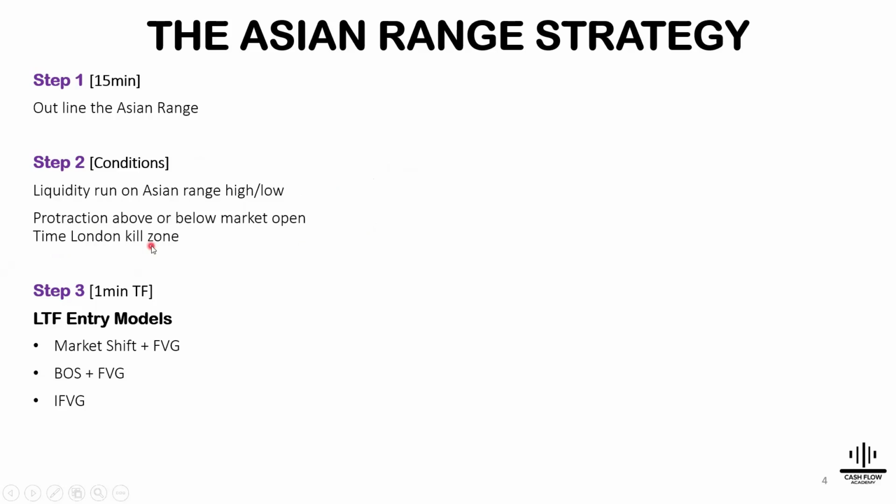At the London Q zone. And these conditions are very, very simple to outline. Step 3, you're going down to a smaller time frame, which is the 1-minute time frame. And you're going to be looking out for the lower time frame entry models. And they include the market shift plus fair value gap, the break of structure plus fair value gap, and then the inversion fair value gap.